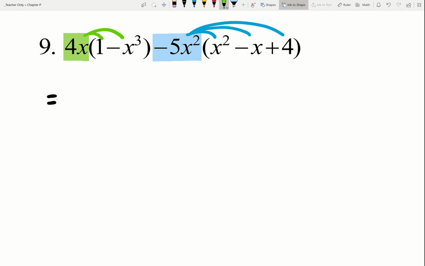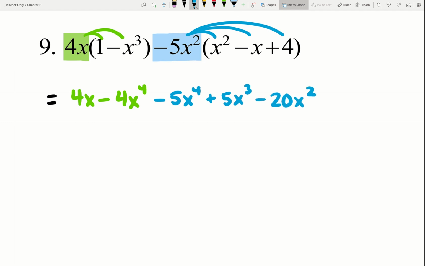If I distribute that 4x inside of that binomial there, we're going to get 4x minus 4x to the fourth, adding those exponents. And then if we move on to that blue distribution here, we're going to have negative 5x to the fourth, positive 5x to the third, and negative 20x squared. Okay, so hopefully the color works out for you there.